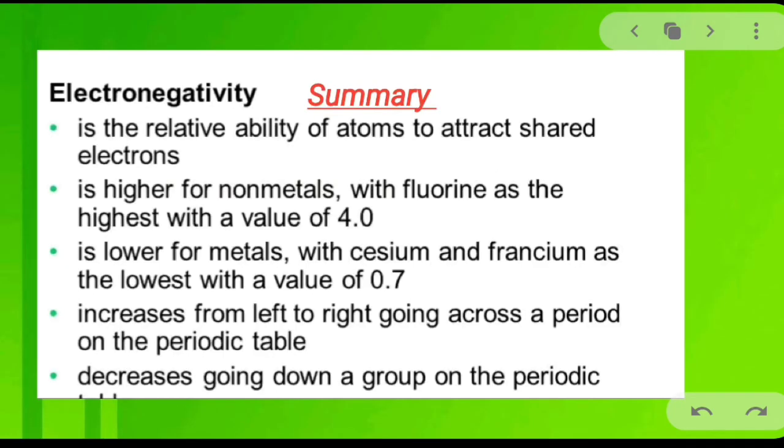Now, let us have a quick look at what we have learned till now in summary. Electronegativity is the relative ability of atoms to attract the shared electrons. It is higher for the nonmetals, with fluorine being highest with the value of 4. It is lower for the metals, with cesium and francium being the lowest with the value of 0.7. It increases from left to right going across a period on the periodic table. It decreases going down a group of the periodic table.